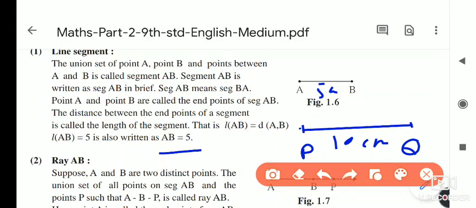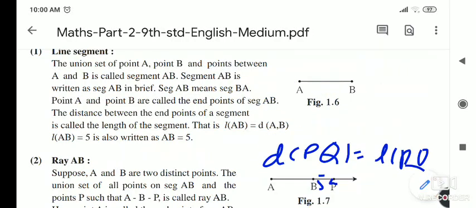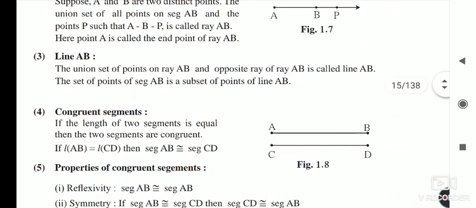Okay, and its measure, measure means the distance between the 2 points, that is PQ. So the distance of PQ is equal to the length of PQ. And in the same way the distance of AB is equal to the length of AB. Now the next point is the ray.